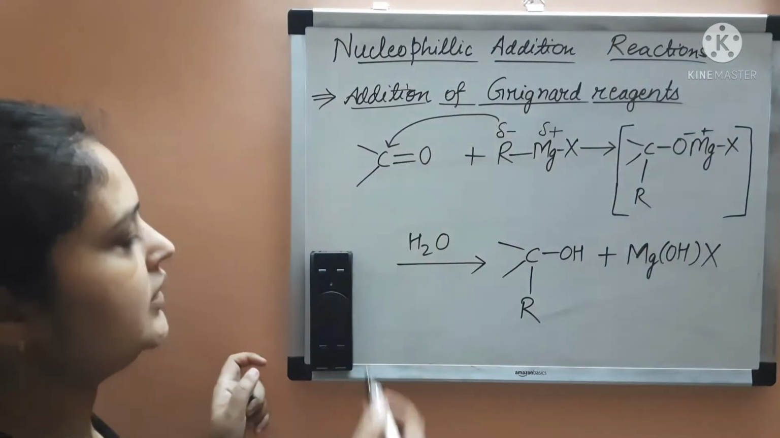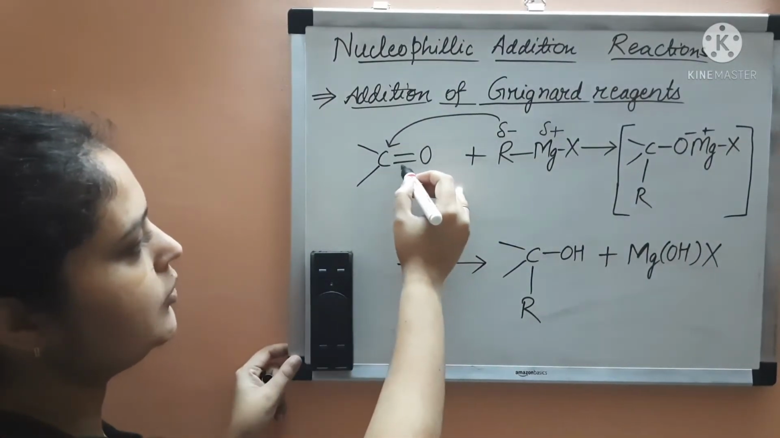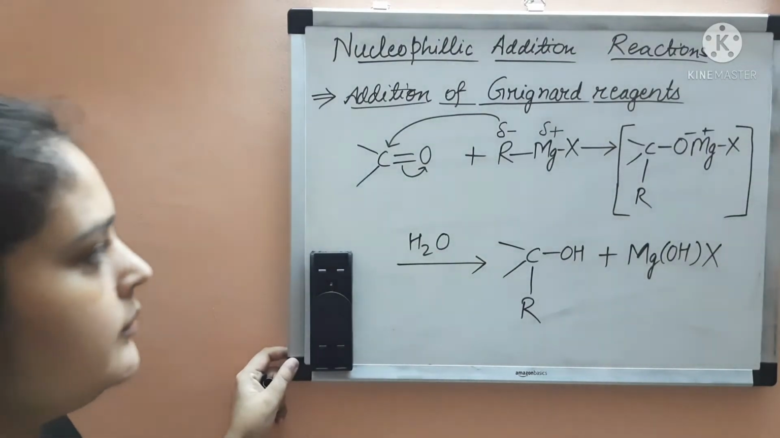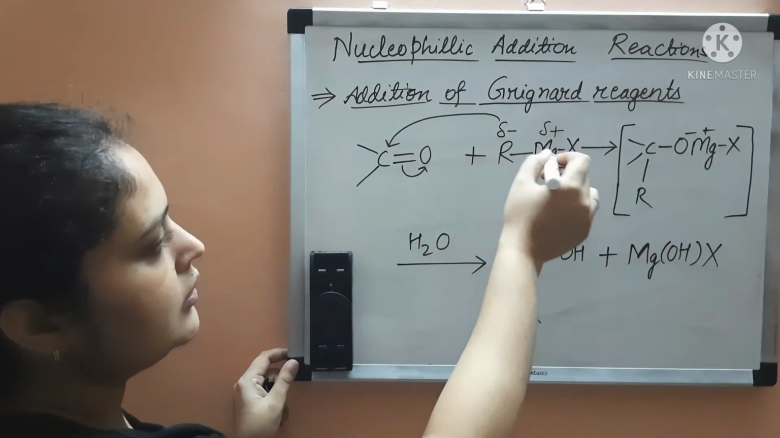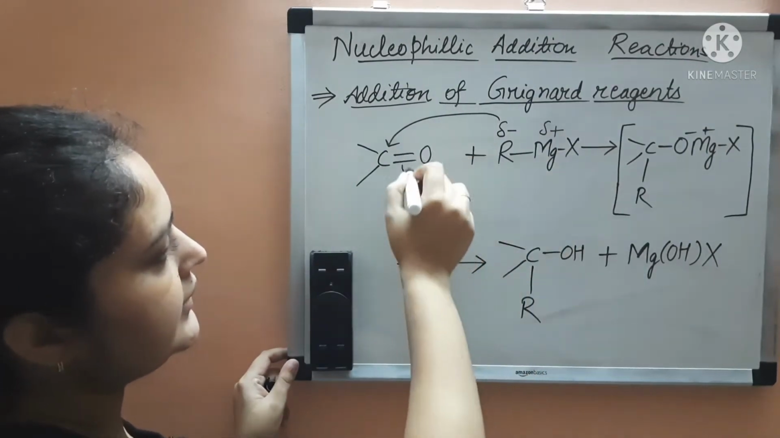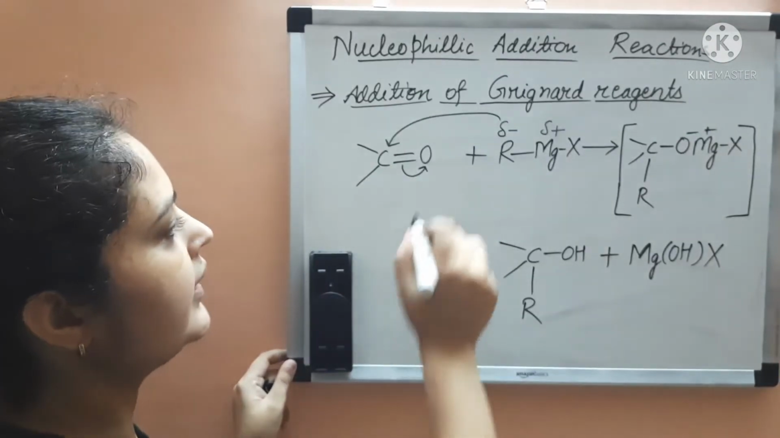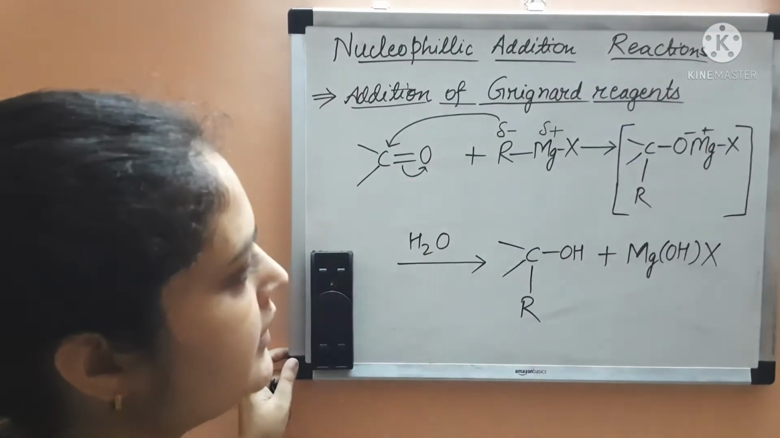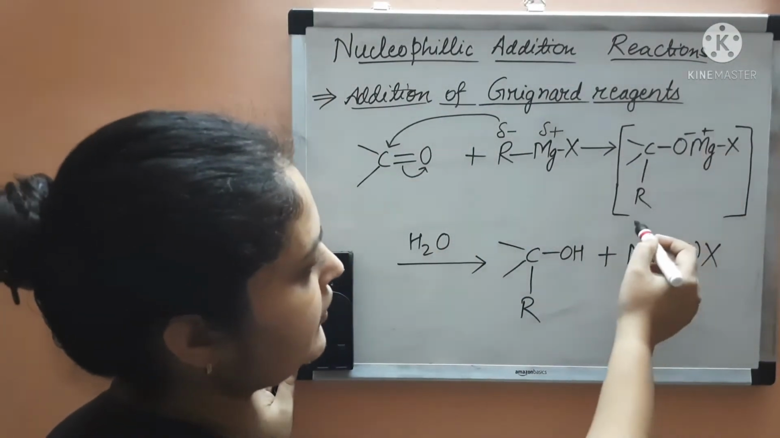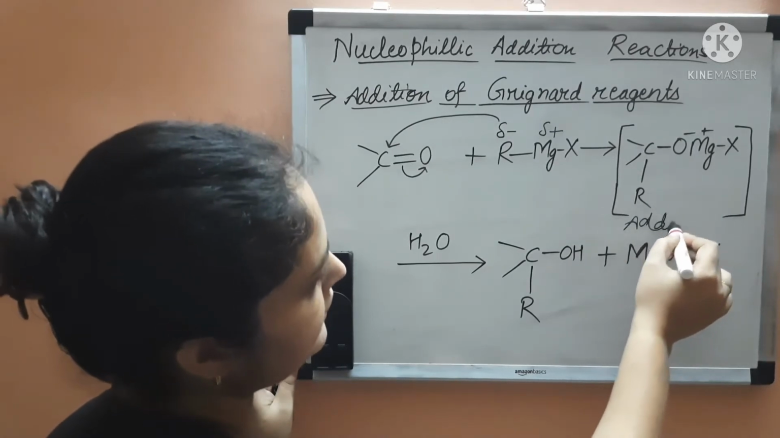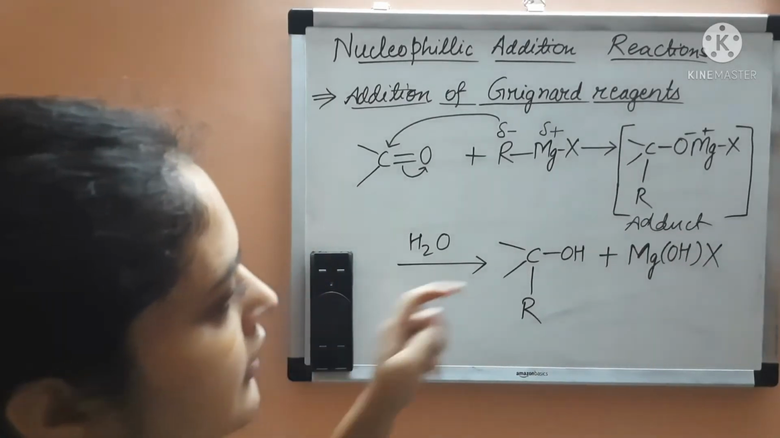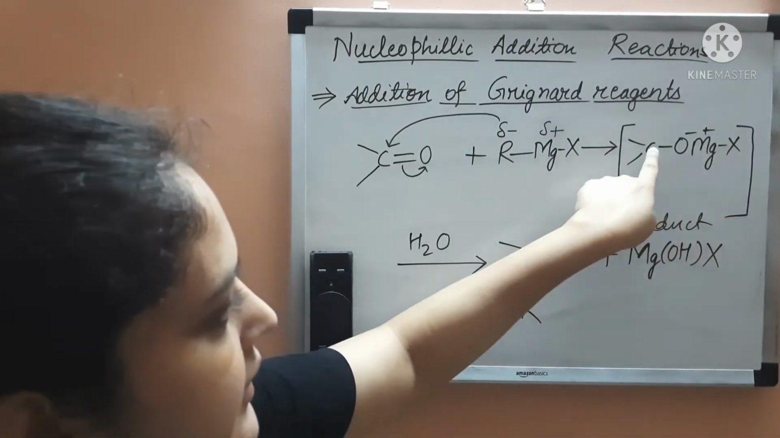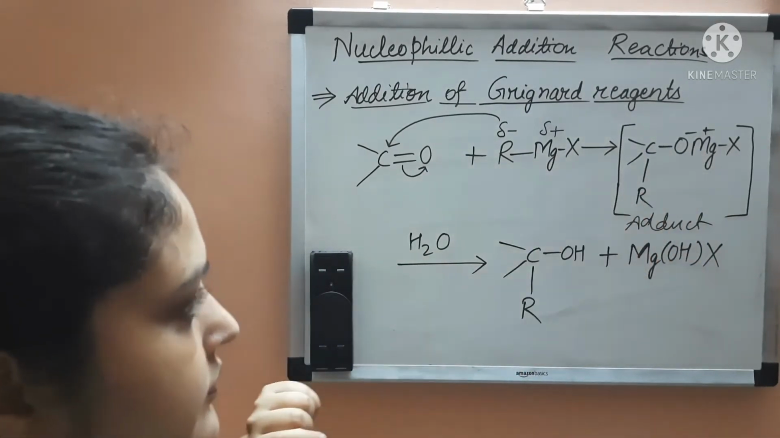This will attack on the carbonyl carbon, and this double bond will shift towards oxygen to make negative charge on the oxygen atom. Therefore, the MgX part will get attached to the oxygen atom, and this R will get attached to the carbon atom, and you will get this type of adduct. So this is an adduct. Here oxygen is attached to the MgX and carbon is attached to the R.